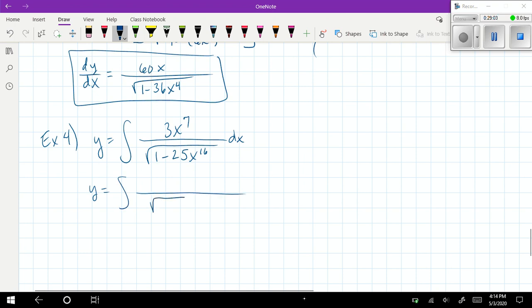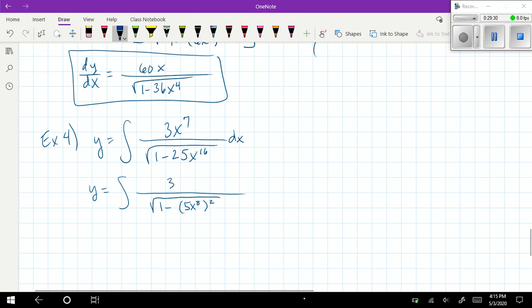is rewrite this square root thing into 1 minus something quantity squared. Now what is it that gets squared to equal 25x to the 16th? And I'm hoping, I know you get the 5, but I'm hoping you don't say x to the 4th. I'm hoping you understand it's x to the 8th. So this is 5x to the 8th. Okay, so I don't need this here.